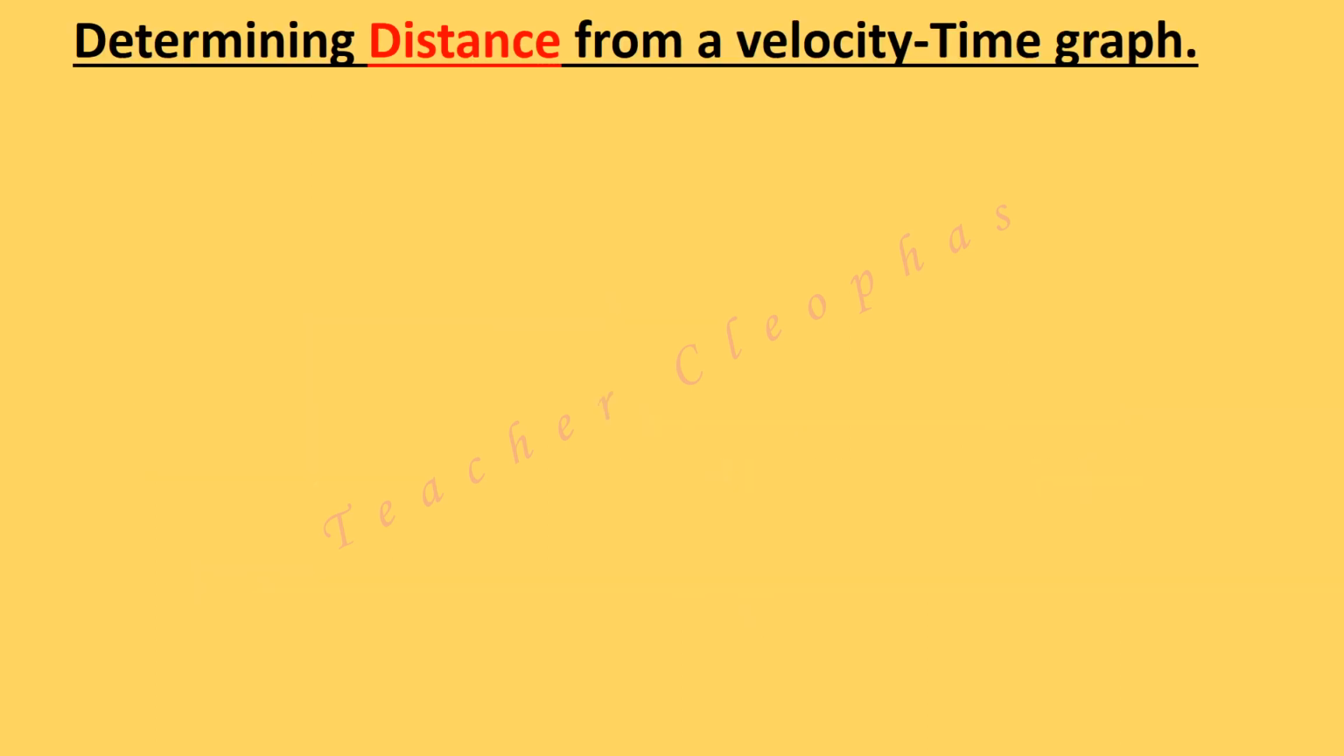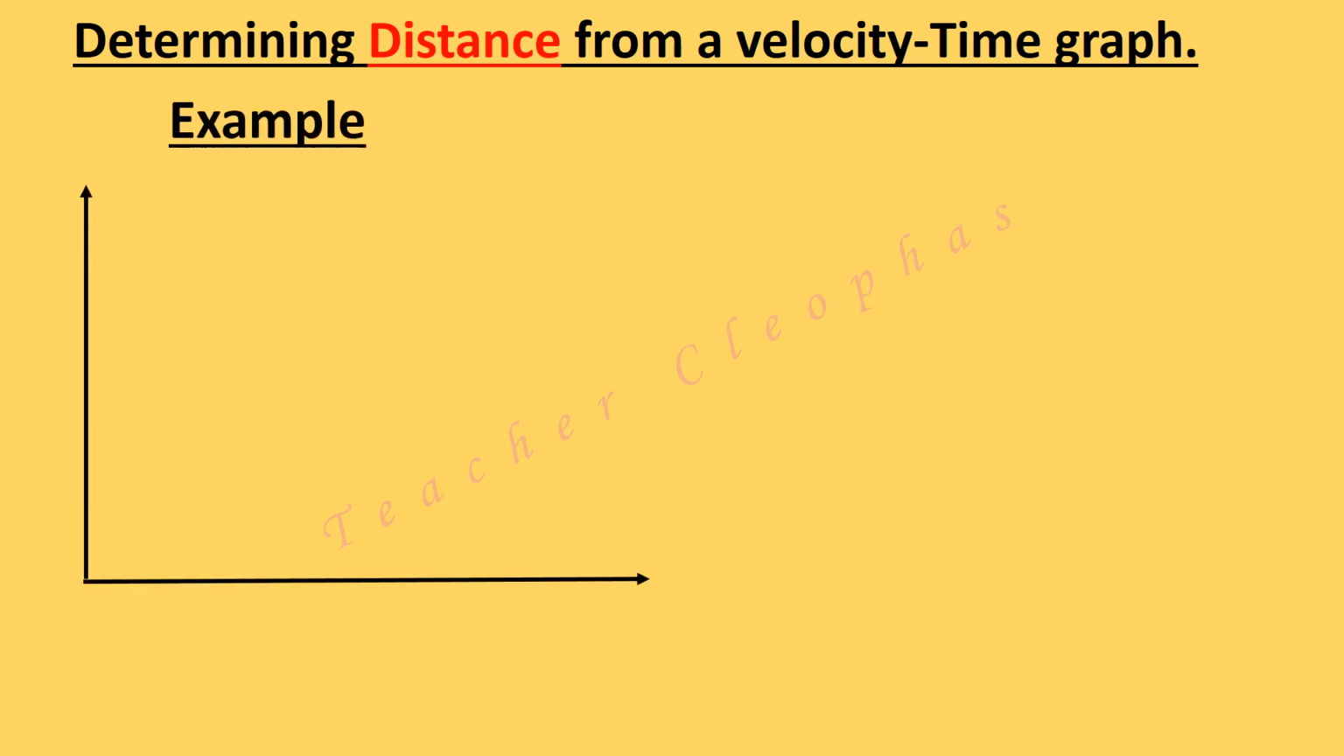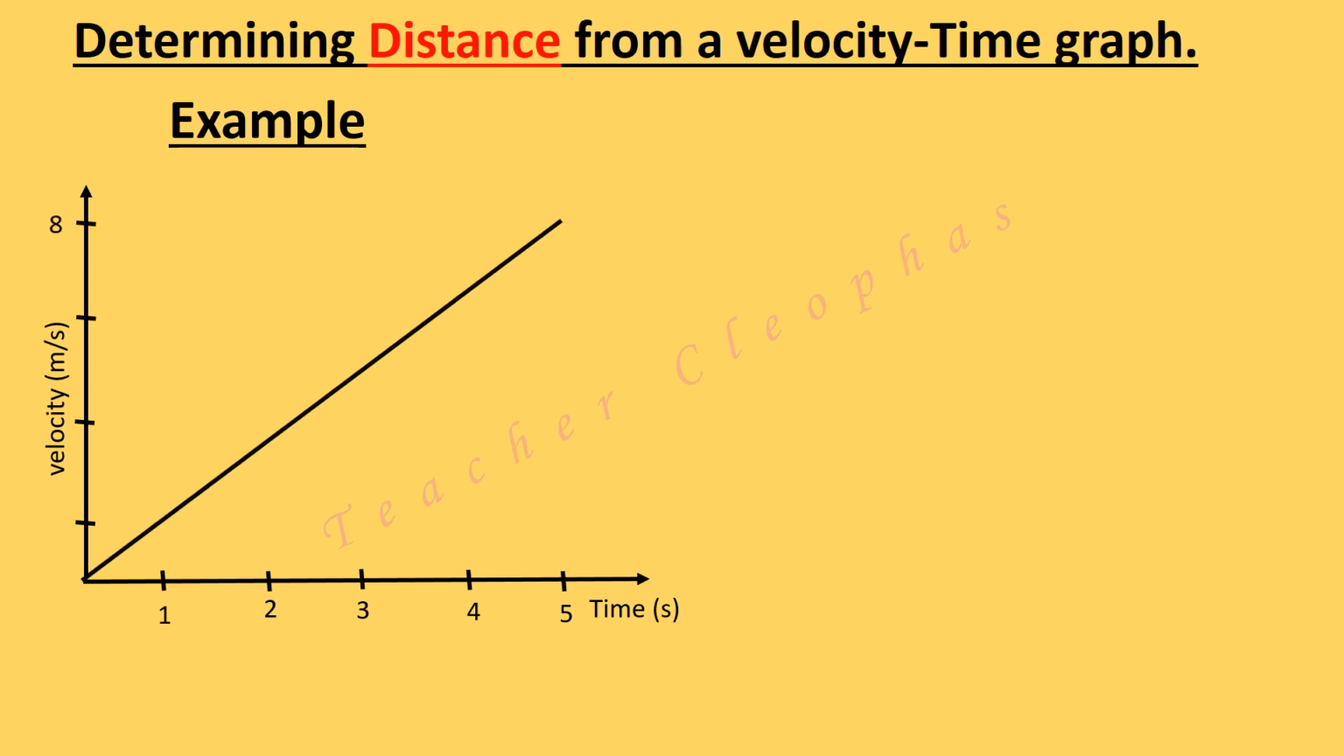Let's now determine the distance from a velocity time graph. Again, we are going to use an example, and our example is a graph whereby we have velocity on the y-axis and time on the x-axis. Then the scale must be shown. That is the line.